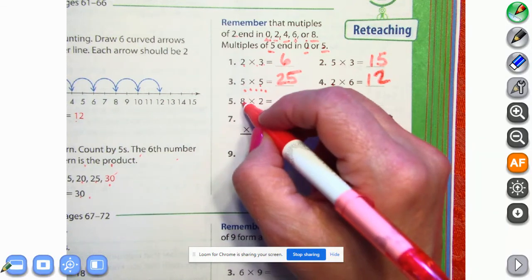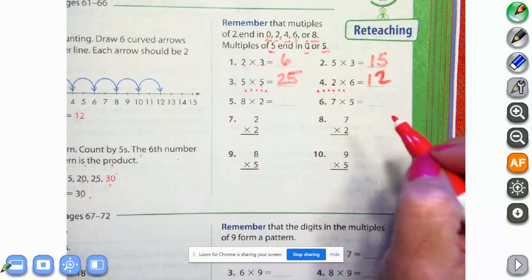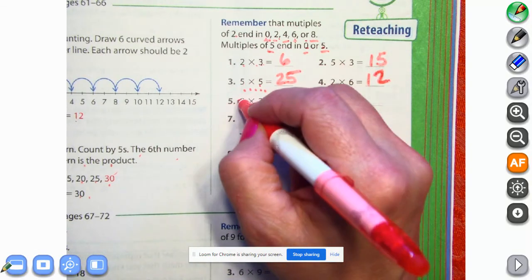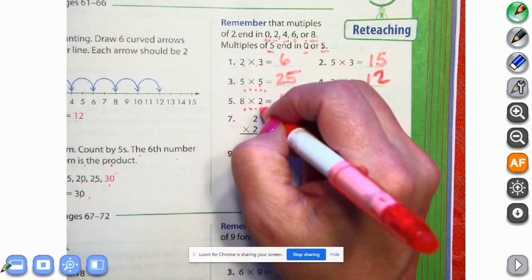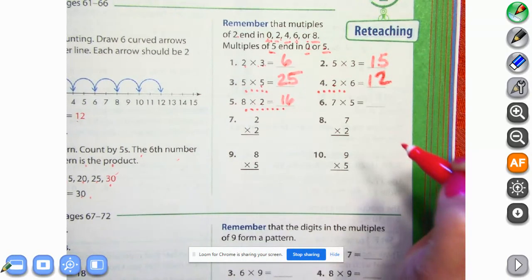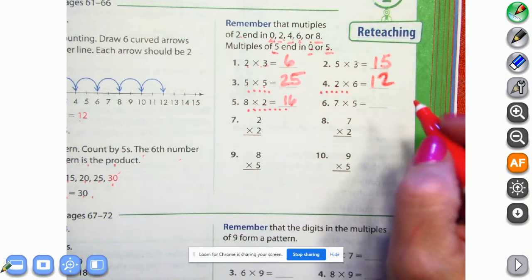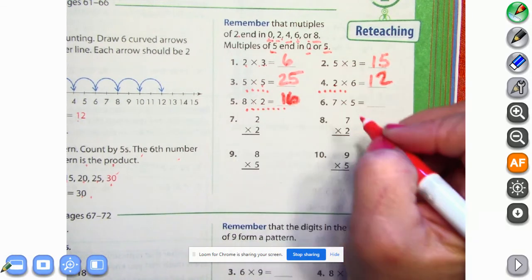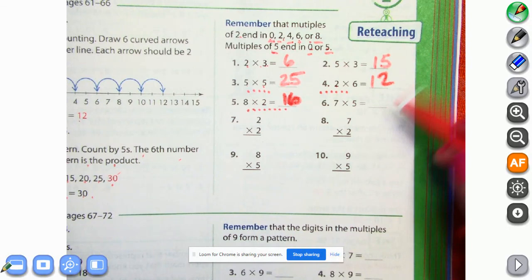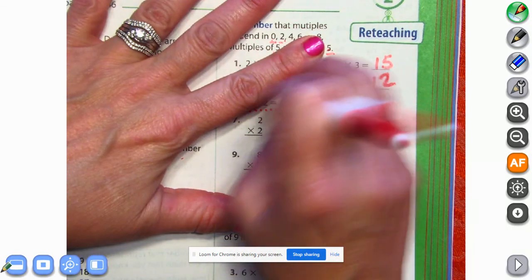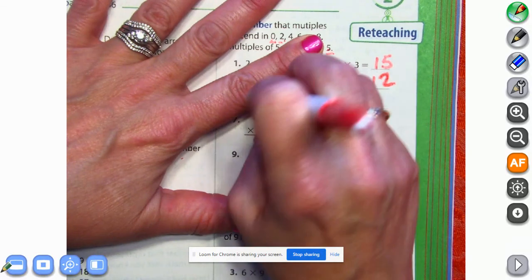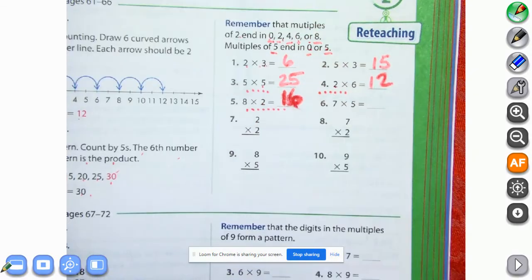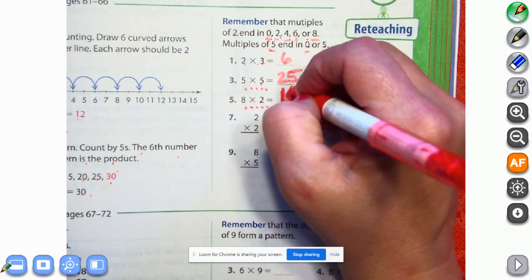Number 5, 8 times 2. 8 plus 8 is 16. Or I can do 2, 8 times. 2, 4, 6, 8, 10, 12, 14, 16. I know that's so hard to see. I don't know if I'm going to be able to erase it. This paper is kind of thin. It's not the greatest. Okay.